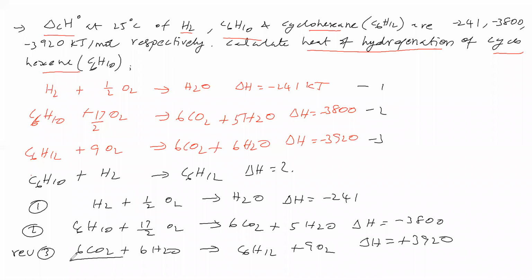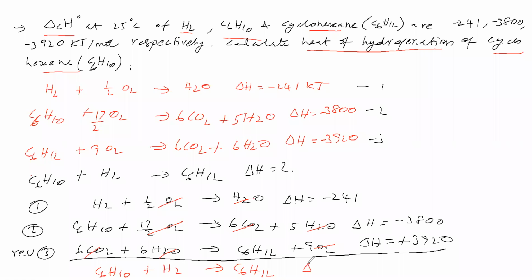Now let us add all the equations. Before adding, let us cancel the common terms. Carbon dioxide 6 times cancels. Water: here 6 times, there 5 and 1, so water cancels. Oxygen: here 17/2, that is 8.5, and 9 O2 on the other side cancels. So the left side has C6H10 plus H2, which gives C6H12. Let us add all the delta H, and we will get delta H for the required equation. So delta H is minus 120.